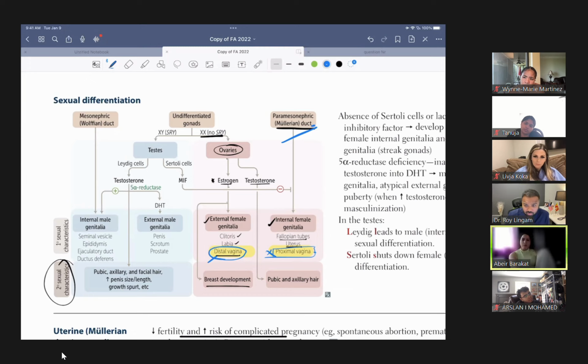Dr. Roy, so always when there's a blind pouch, it's always a Mullerian duct issue? Yep. Okay, so blind pouch, it's Mullerian agenesis. Okay, so you diagnosed it.